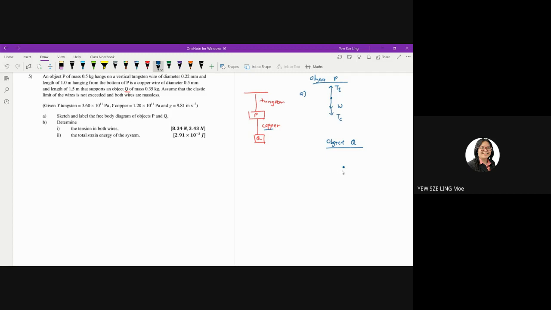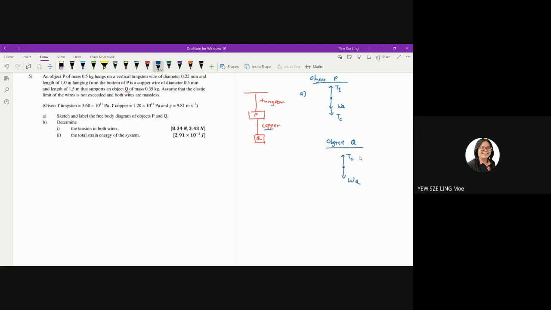Whenever it has mass, it comes with weight. So you have a WQ that is going downwards. If you look at the diagram again, there's a string attached to object Q, so it means there's a tension acting on the object. The tension in the copper wire, TC, is going up according to my diagram. So I have a tension going upwards, and I'm going to label it as TC.